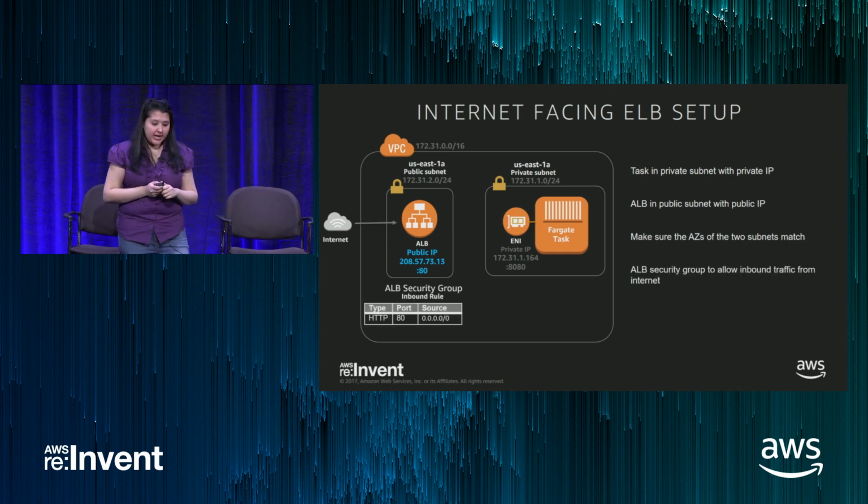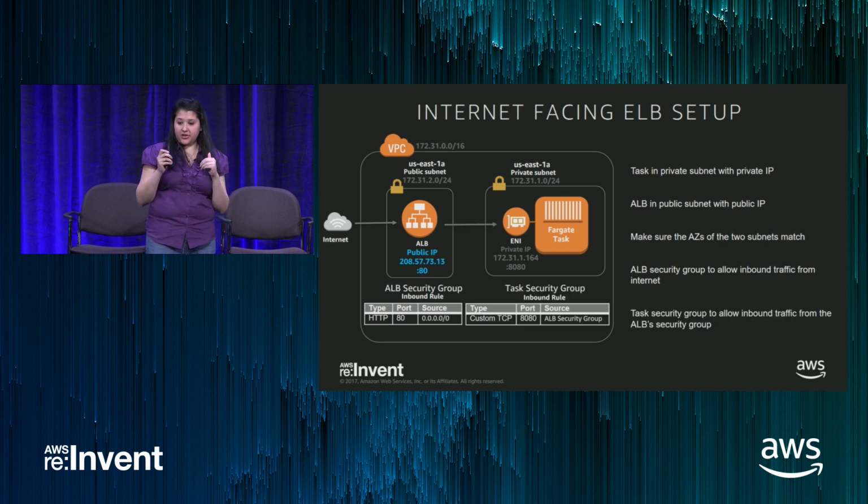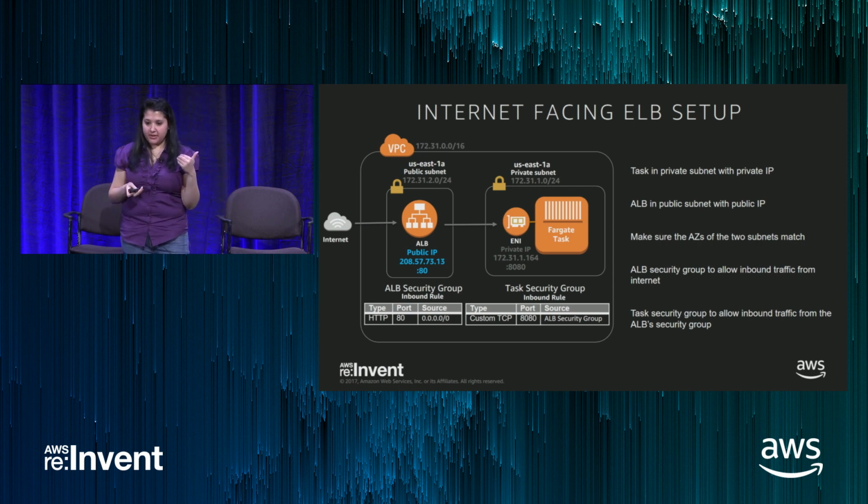And then security group-wise, your load balancer is associated with a security group, and the load balancer security group has an inbound rule that allows HTTP traffic into port 80. And your task itself has another security group associated with it. We don't want to associate it with the same security group because we don't want to allow inbound traffic from the internet on the task itself. So we associate it with another security group, and this security group has an inbound rule that accepts traffic from the ALB security group. So that's what allows traffic between the load balancer and your task that's running in the private subnet.